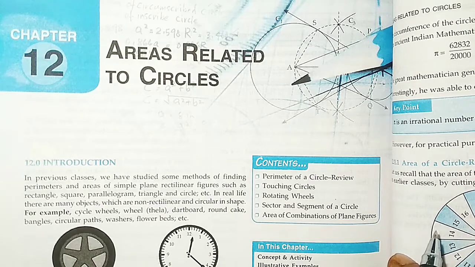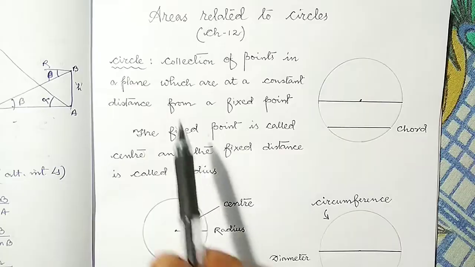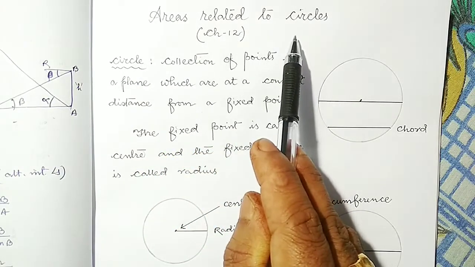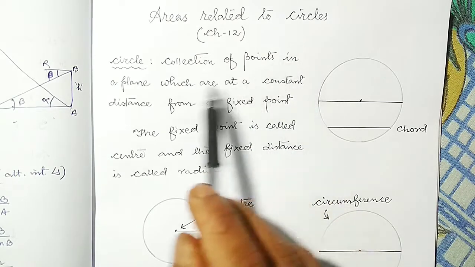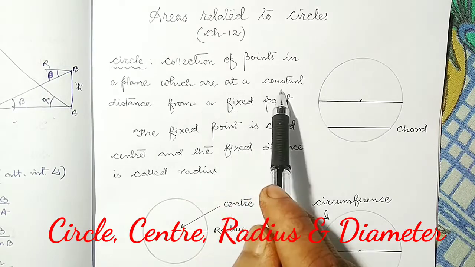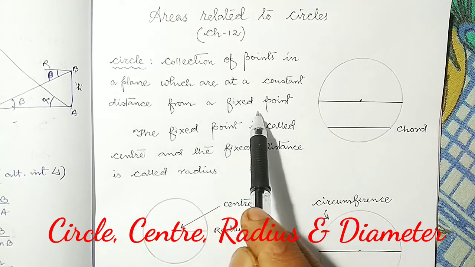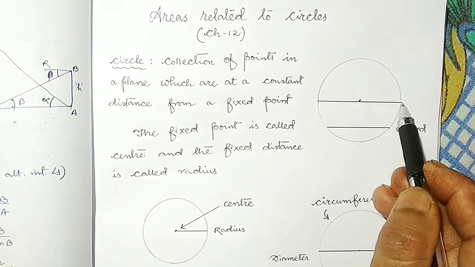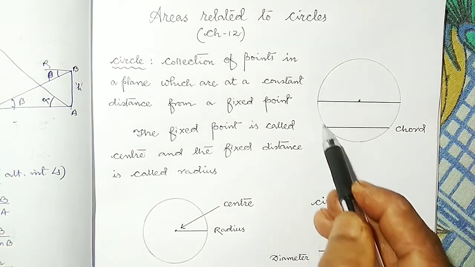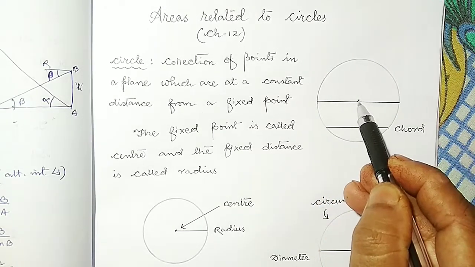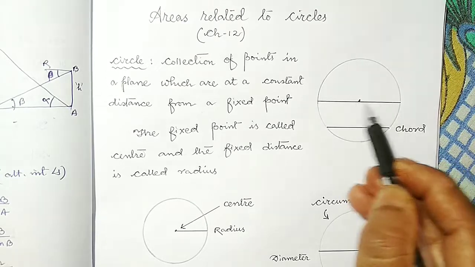Before doing the sums of this chapter, let me give you the basics of it. As the name of the chapter is Areas Related to Circles, let me first describe what a circle is. A circle, we know, is a collection of points in a plane which are at a constant distance from a fixed point. Suppose this is a fixed point and this is a constant distance. So the collection of these points will make a circle. The fixed point is called the center and the fixed distance is called the radius.